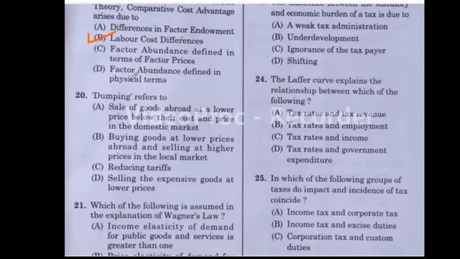Question number 20: Dumping refers to sale of goods abroad at a lower price, below their cost and price in the domestic market. Option B, buying goods at lower prices abroad and selling at higher prices in the local market; reducing tariffs; selling the expensive good at lower prices. Yes, dumping means sale of goods abroad at a lower price below their cost. Yes, option A is the right answer.